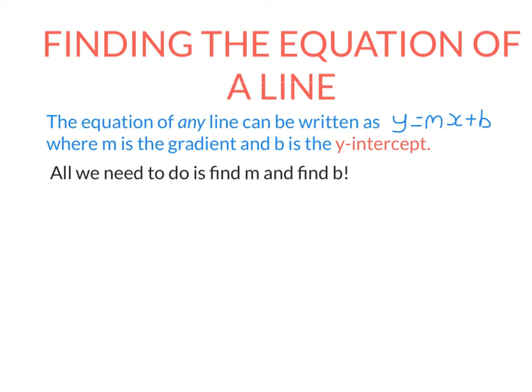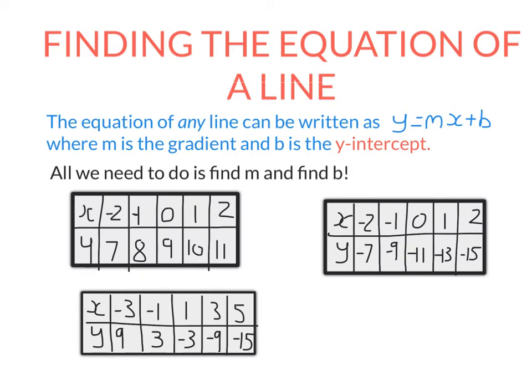We'll start with a table of values. So here we have 3 tables of values. For each of them, we will find the equation that links x and y. Let's start with this one here. To calculate the equation, I need to find m and find b. We know how to find m. We did that in a previous lesson. M is the gradient. It's the number by which y increases each time x goes up by 1. So you can see that y is going up by 1 each time x is going up by 1. So that means that the gradient here is 1.